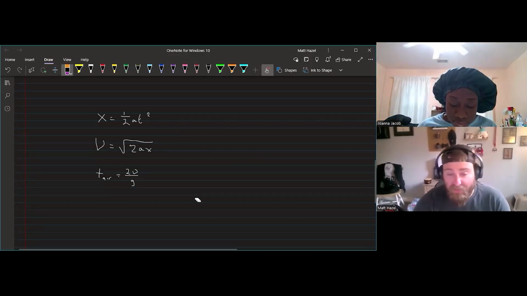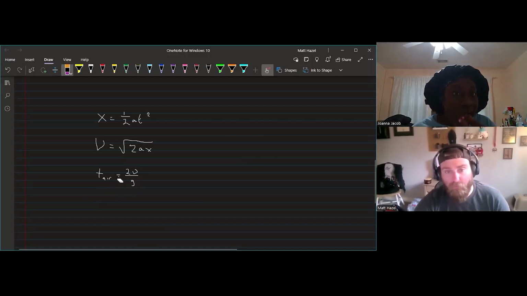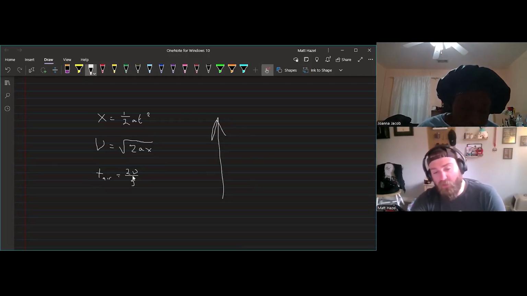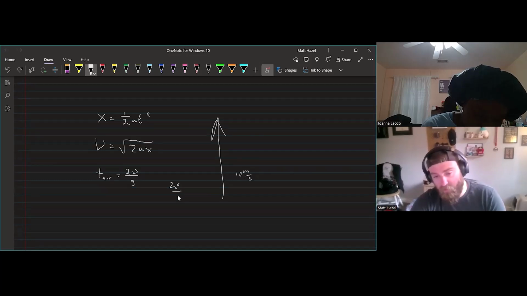Oh, just so you know, the last thing here, T air. This is the time in the air. So if I fire a ball up in the air, I'm going to take into account the velocity and the gravity. So if I fire it at 10 meters per second, it's going to be going up at 10 meters per second, obviously. Gravity is going to be pulling it down at 10 meters per second squared. So then it's going to be just 20 divided by 10. The time in the air is 2 seconds.